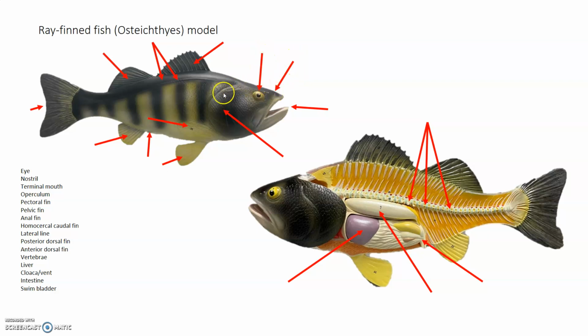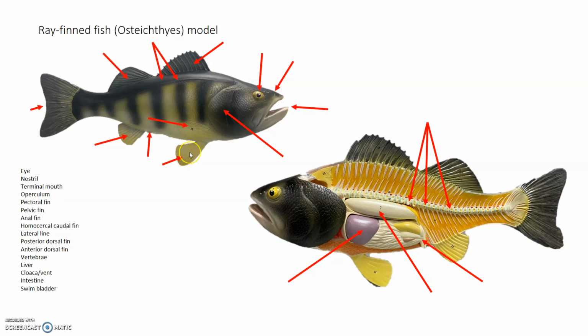the eye, the opercular flap made of bone, the lateral line, the dorsal fin broken into the anterior dorsal fin and the posterior dorsal fin, the caudal fin known as the homocercal caudal fin, the anal fin, the pectoral fin, and the pelvic fin.